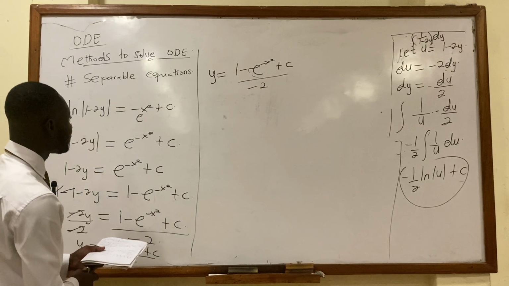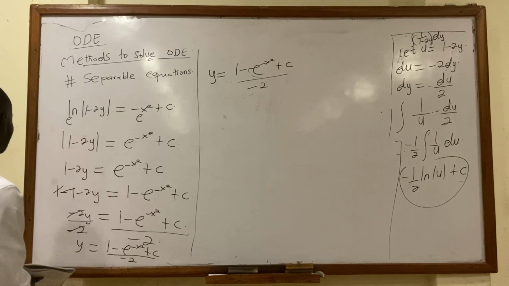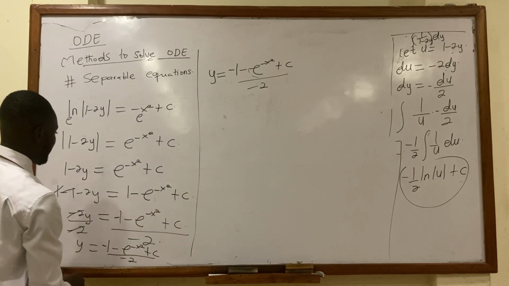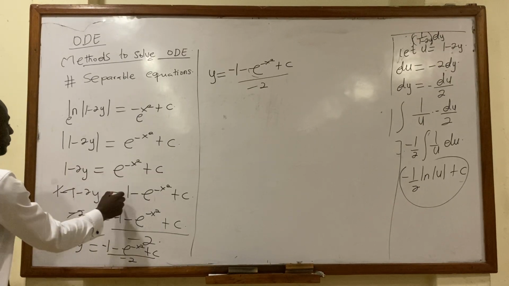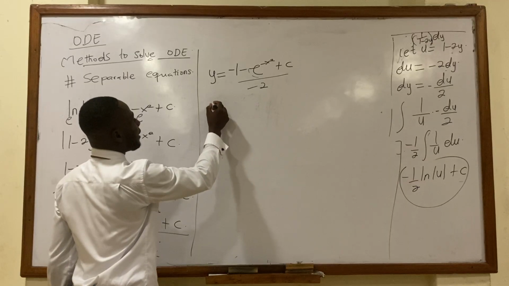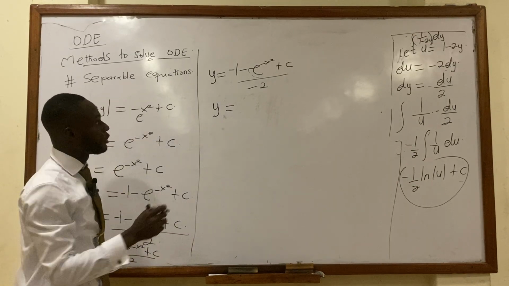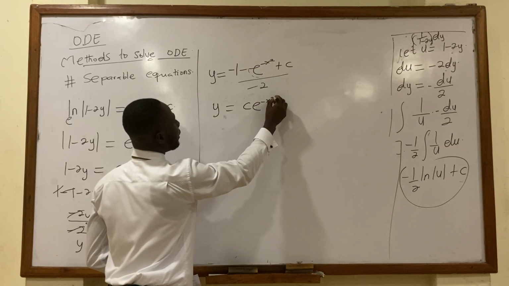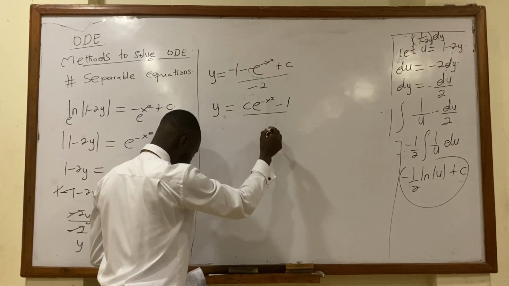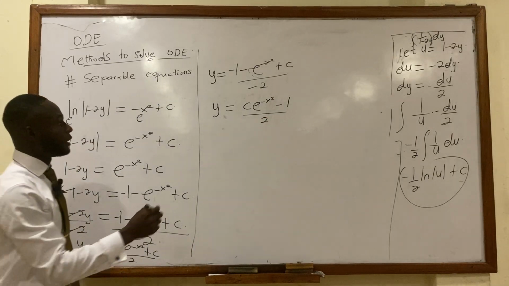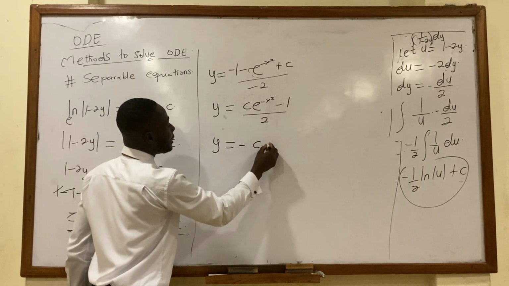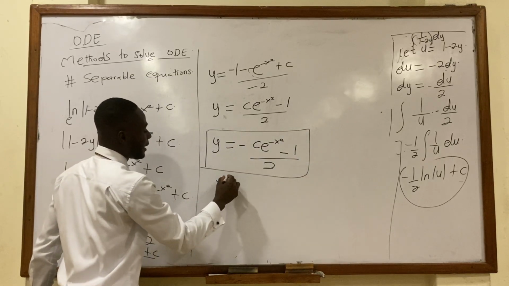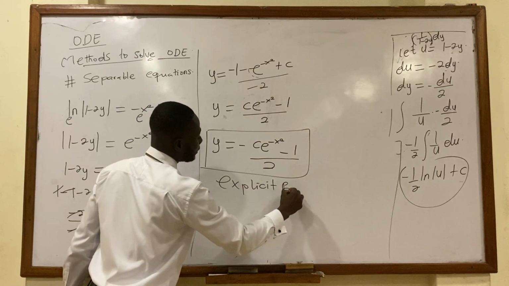We can also write our solution as, so basically when we subtracted -1 from both sides, we are going to have minus, right? So we have y, because we are applying the basic logarithm laws, we are going to have c e power minus x squared minus 1 all over 2. All right. So this is basically going to be minus c e power minus x squared minus 1 all over 2. So this is our explicit form.